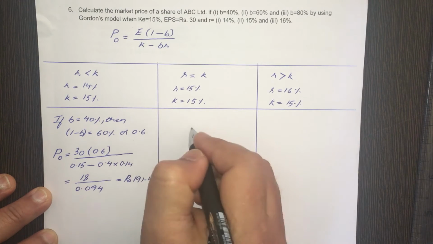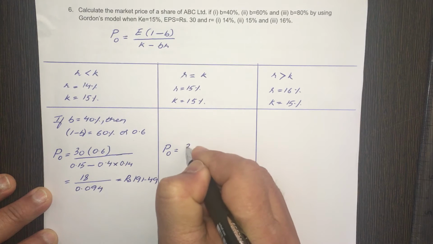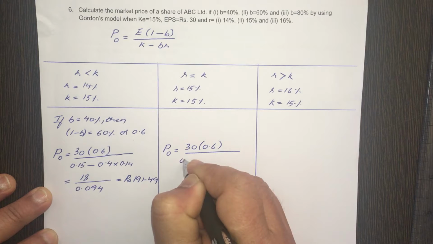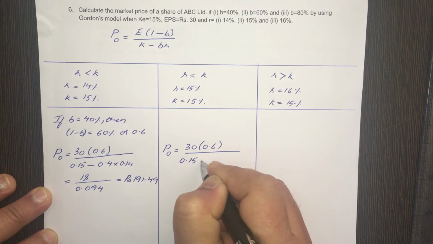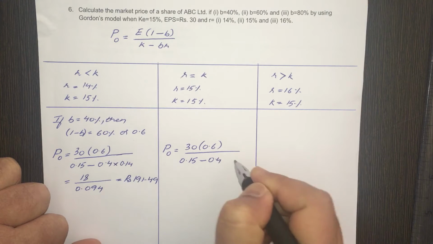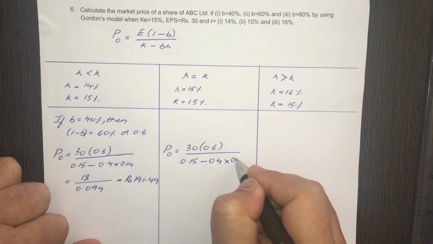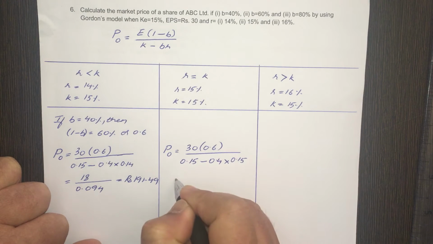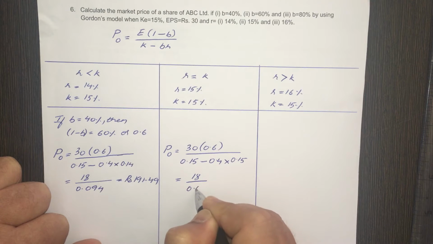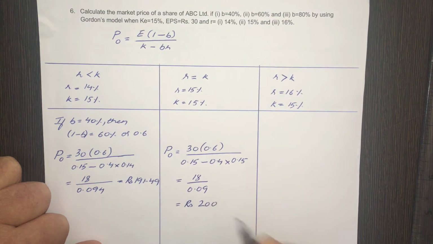All right, so P0 is equal to 30 into 0.6 divided by 0.15. k will remain the same, minus 0.4 into, now here r is 15%, so it will be 18 divided by 0.09, which equals rupees 200.